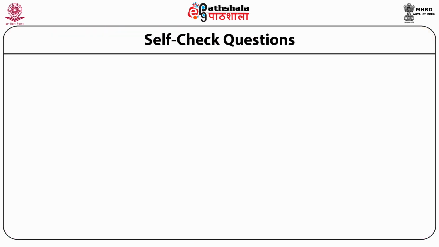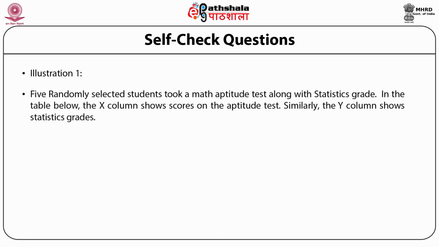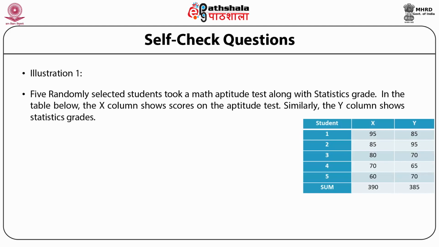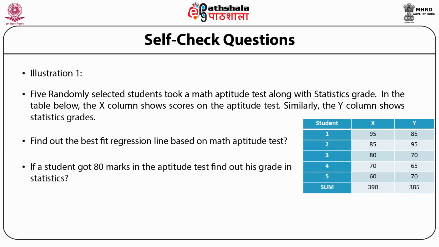Let us solve some questions to get a better understanding of what we have discussed till now. Let us take the first illustration: five randomly selected students took a math aptitude test along with a statistics grade. In the table on your screen, the x column shows scores on the aptitude test and the y column shows the statistics test. We have to find the best fit regression line based on the math aptitude test, and second, if a student has got 80 marks in the aptitude test, how can we find the grade in the statistics test.